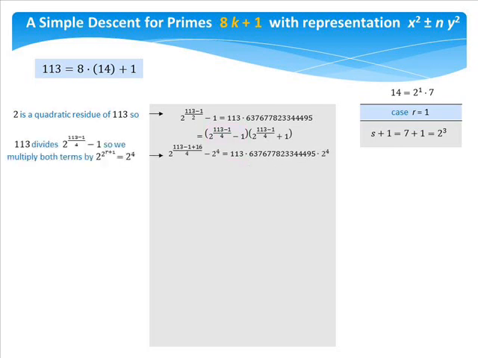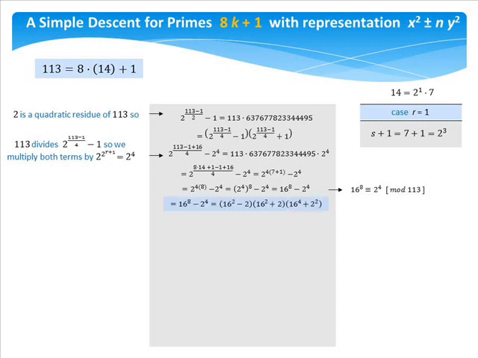Subsequently, we multiply all terms by 2 raised to 4, adhering to the condition r equals 1. We then substitute p with 8 times 14 plus 1 and simplify, leading to the identification of an expression in the form 8th power minus 4th power, which is divisible by 113. This expression can be factored as 16 squared minus 2 times 16 squared plus 2 times 16 raised to 4 plus 2 squared. A straightforward examination confirms that 113 divides the third bracket.